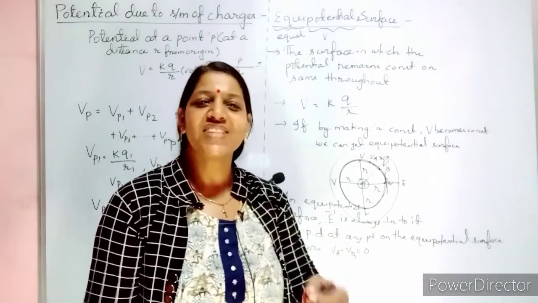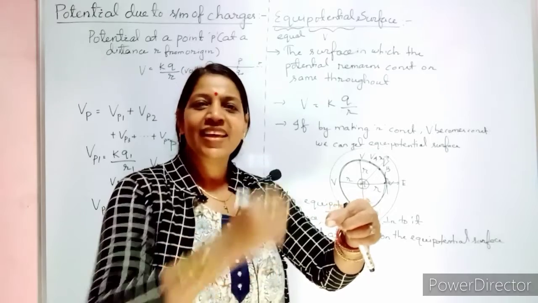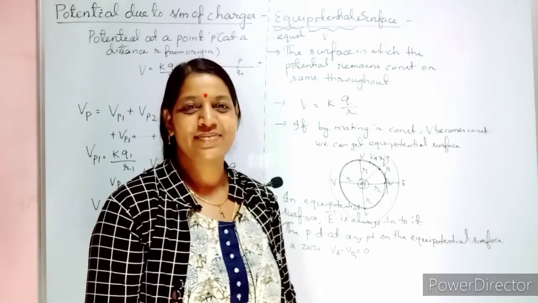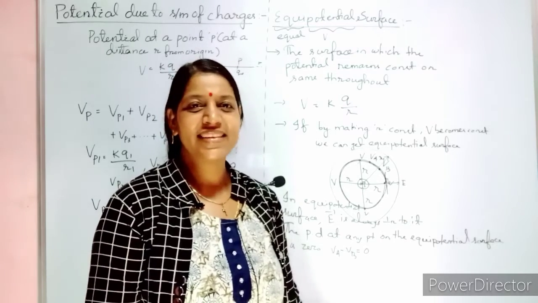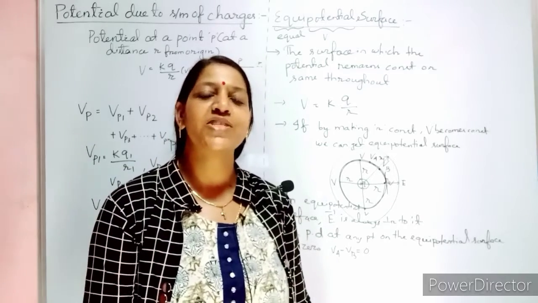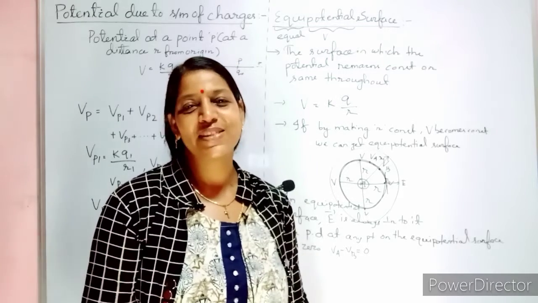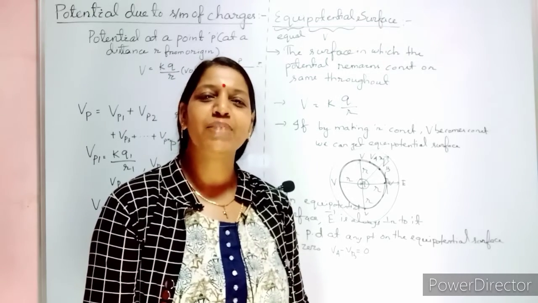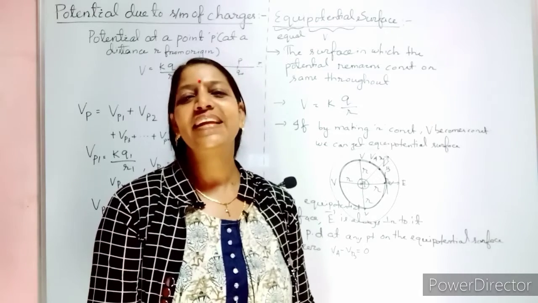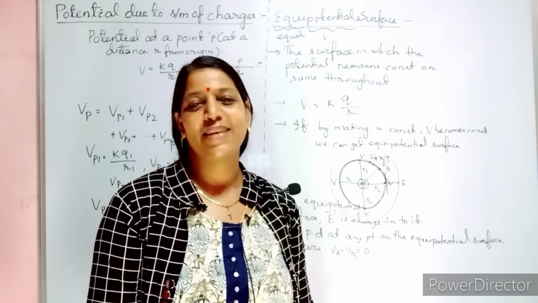So if you take a point charge, based on your distance, you will find different equipotential surfaces. Clear? This is about the equipotential surface. It is a surface in which the potential remains constant or same throughout the surface. The difference in potential between any 2 points on the equipotential surface will be 0. And the electric field is always perpendicular to your equipotential surface.